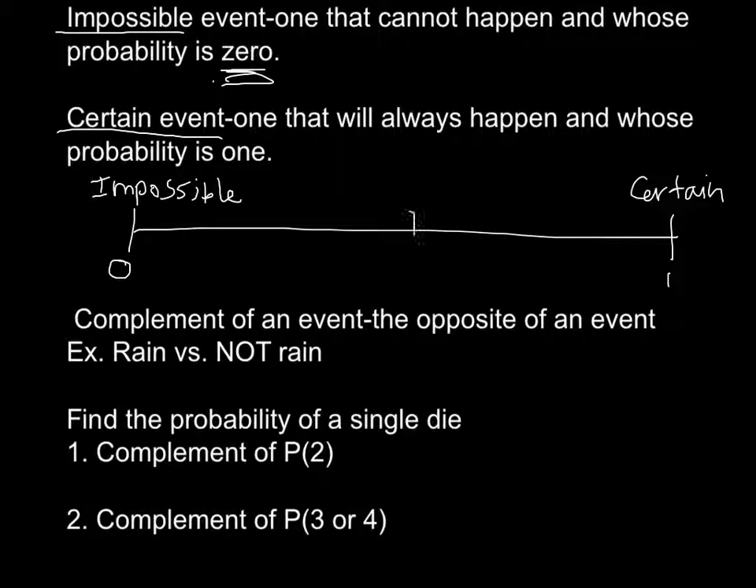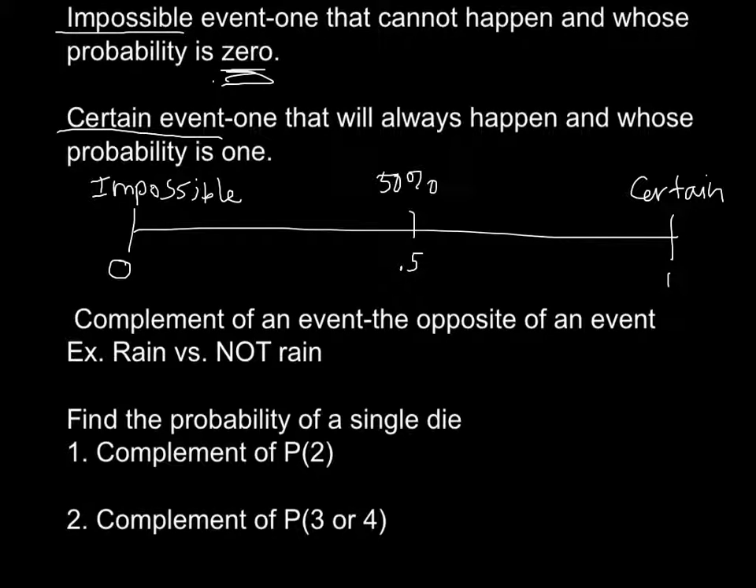And never going to happen is impossible. And then I have, in the middle, a 0.5 or a 50% chance. So that would be like flipping a coin. I have a 1 in 2 chance of getting a heads. A 1 in 2 chance of getting a tails. I have a 50% chance. Okay, so we kind of have this continuum. We're asking where on this continuum our probability is going to lie.